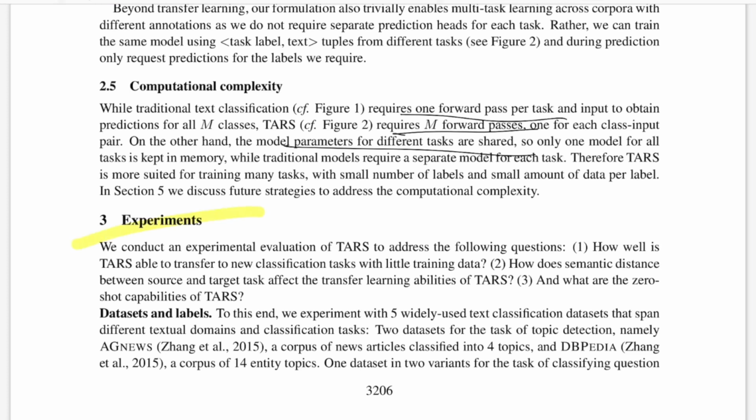So talking about the experiments, they try to address 3 major questions. The first is how well the model is able to transfer to new classification tasks with little training data. Then, when semantically the source and the target tasks are pretty different. And then finally, testing the capability of the model in the situation where you don't have any data for that particular task. Okay.